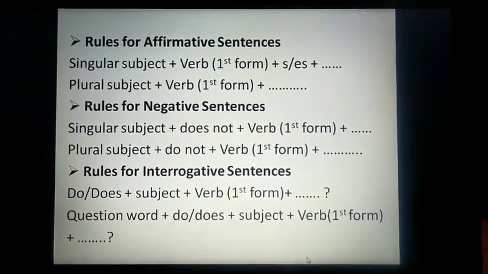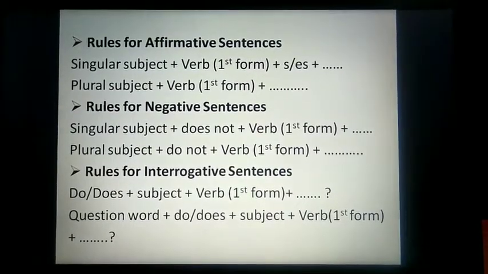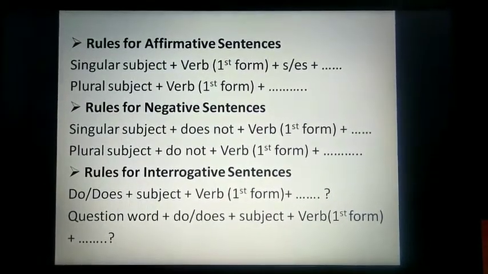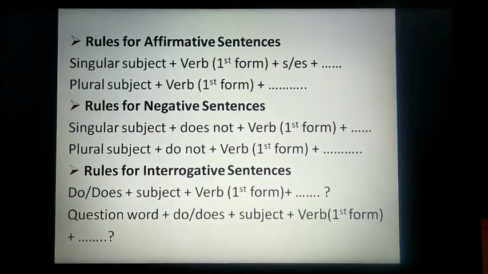For example, whom do you teach? Whose book do you read? Which subject does Garima not want to read? And so on. Here, the sentence is beginning with a question word followed by do or does and then subject, first form of verb and object.